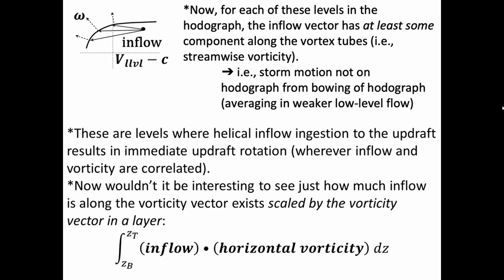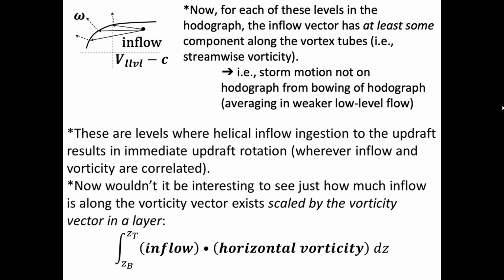And this concept of determining just how much of the inflow, integrated throughout a layer of the atmosphere, lies along the vorticity vector, which can be scaled by the vorticity vector in the layer in which we're computing this degree of streamwise vorticity, is simply a vertical integral of the dot product between the inflow and the horizontal vorticity, vertically integrated with height above ground. So remember, the dot product is looking at the component of the inflow along the horizontal vorticity scaled by the vorticity vector.